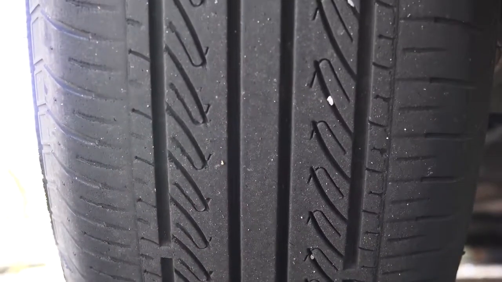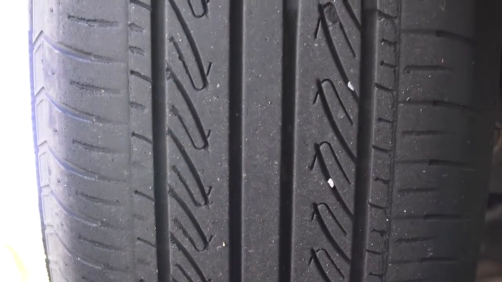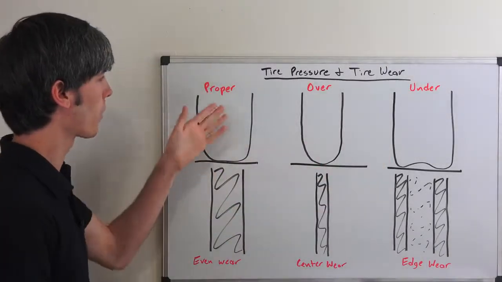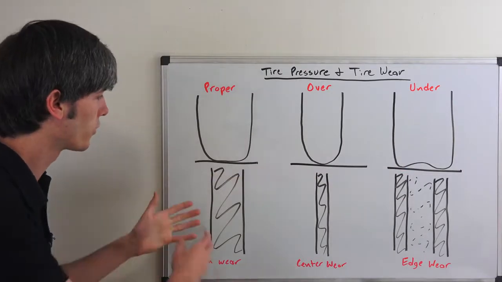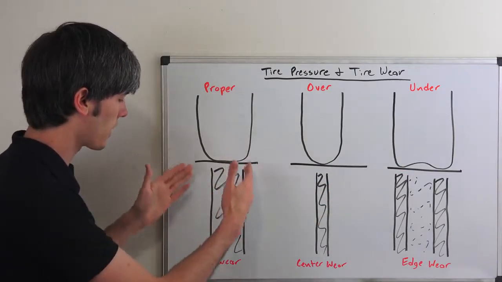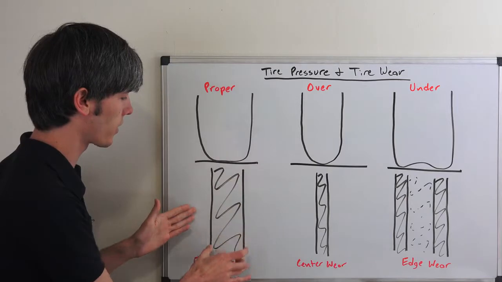And our final question, how does tire pressure affect tire wear? We've got 3 different scenarios here: a properly inflated tire, an overinflated tire, and an underinflated tire. Looking at each of these, with the properly inflated tire, you're going to have even wear and a nice contact patch.